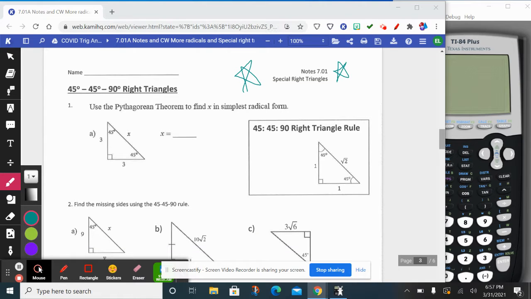Hello, welcome to Notes 7.01. Today we're doing special right triangles.